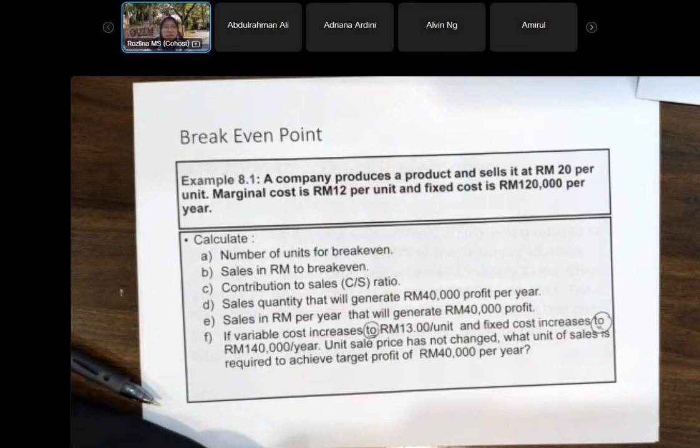Okay, this is for this part lah, decision to accept or reject a special order. Okay, this is dia punya format tadi, tak ada apa dah. Ini sama ini sama.